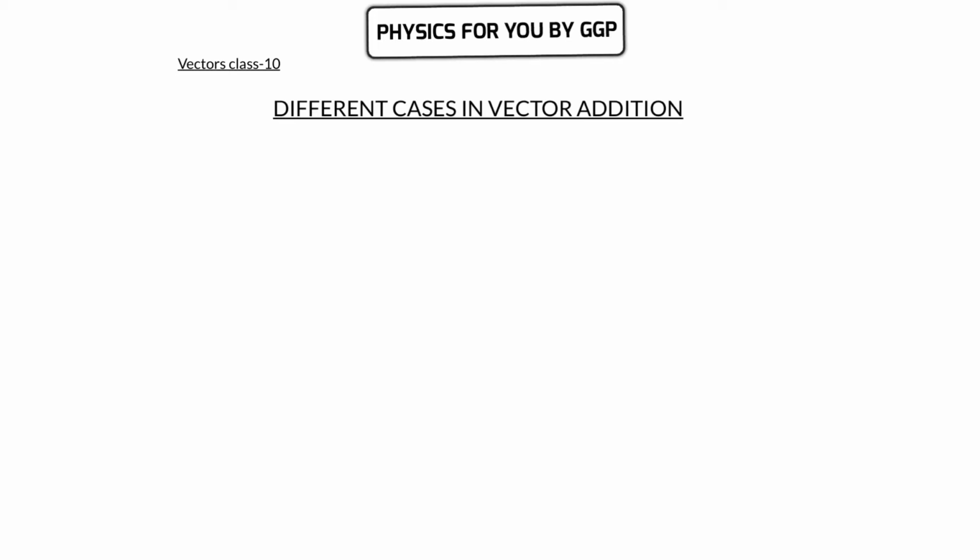Welcome all to Vectors class 10, and this will discuss different cases in vector addition. If we are adding two vectors, a vector and b vector, we know that we can find the resultant vector by using this equation: r is equal to under root of a square plus b square plus 2ab cos theta. Now if you change the value of theta, then the value of the resultant will change. So we are just considering different cases.